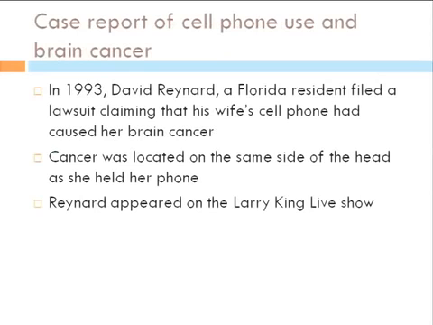So in 1993, a guy named David Raynard, who lived in Florida, filed a lawsuit claiming that his wife's cell phone had caused her brain cancer. What he basically said was that the cancer was on the same side of the head that she normally talked on the phone. She talked on the phone a lot. And the cancer was roughly the same shape as the antenna of her cell phone, right?